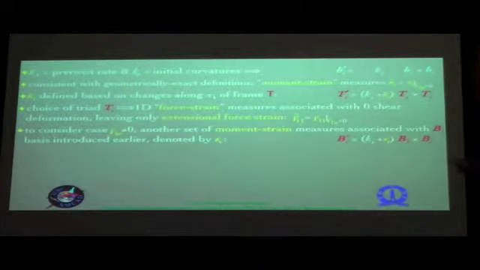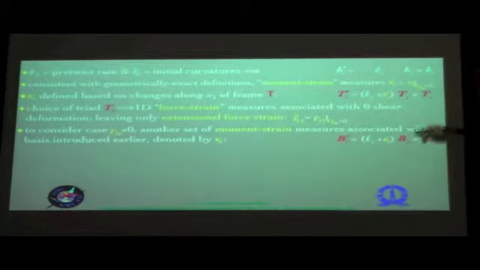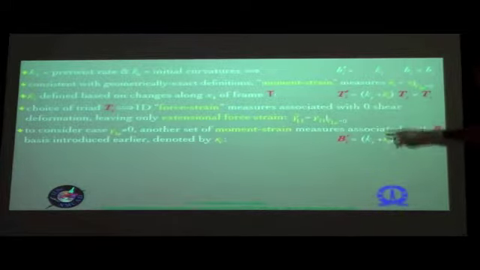So to consider the case where gamma 1 alpha is not equal to 0, another set of moment strain measures associated with the big bases is introduced earlier. So this, as I said, was the equivalent, and this is what we used in the previous example. We will not use it, but just to show you the parallel and the difference between the kappa variable that we had chosen previously and what we are choosing over here now.